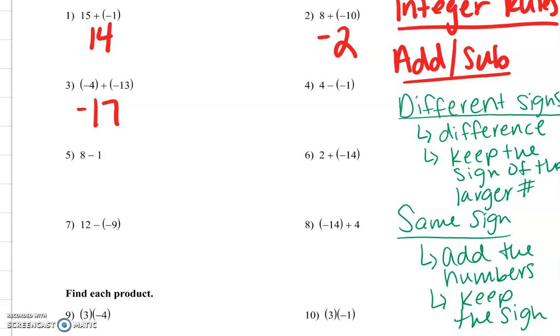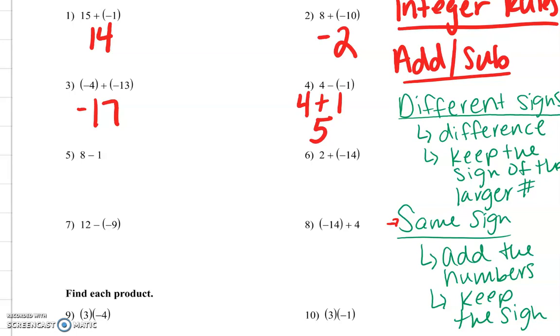All right, number 4, we're going to have to change our thinking here. I'm going to take 4 plus the opposite of negative 1, which would be positive 1. And now you can see I have the same sign, so I just add those numbers and keep my sign. So 4 plus 1 would be 5, and since both numbers are positive, my answer stays positive.